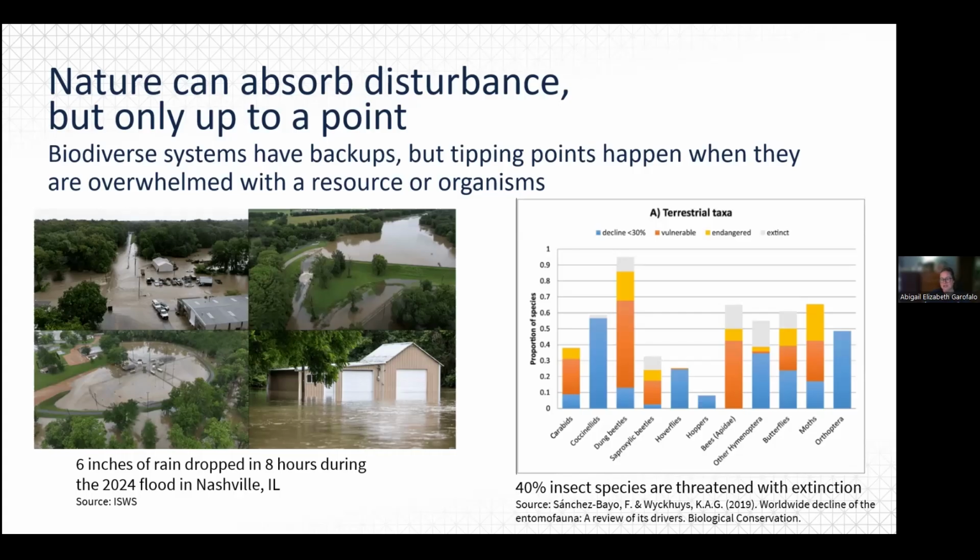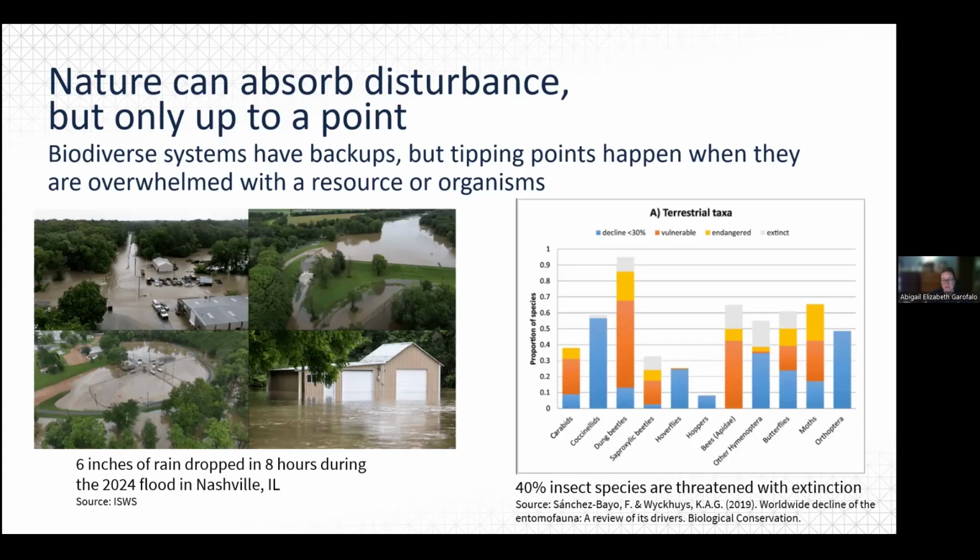On the left here, these are images from the State Waters Survey from Nashville, Illinois in 2024. Due to our changing climate, we have seen an increased number of heavy rainfall events and increased drought events. So, the same amount of rain, but in fewer days and longer dry periods. And that's putting a lot of stress on the system, right? That's really testing that resiliency, the limit of how much we can handle in our ecosystems.